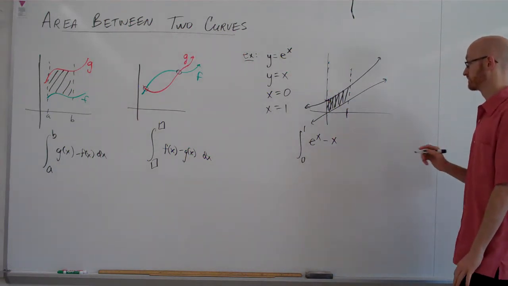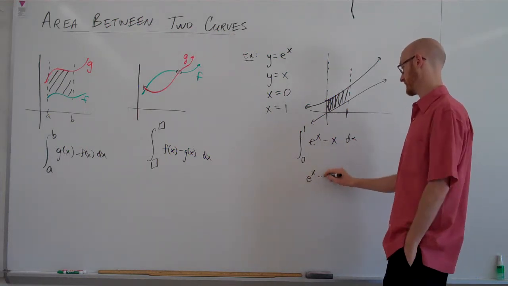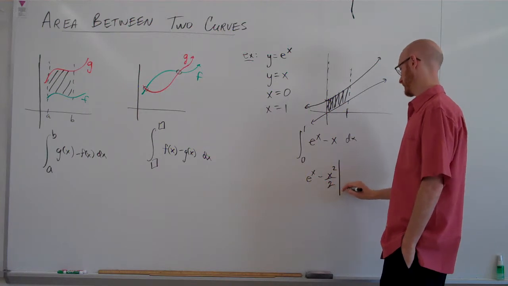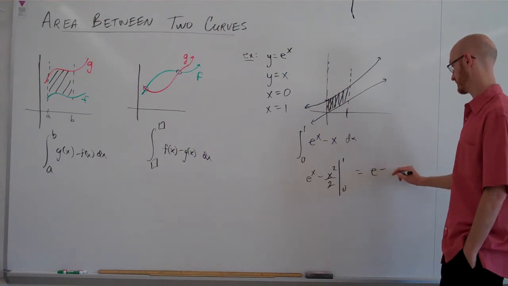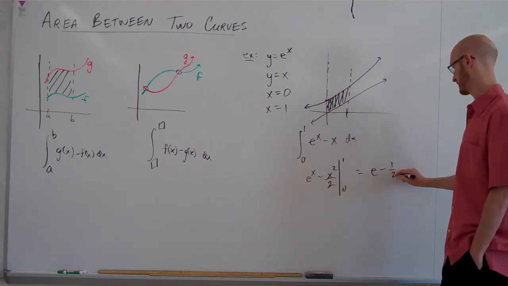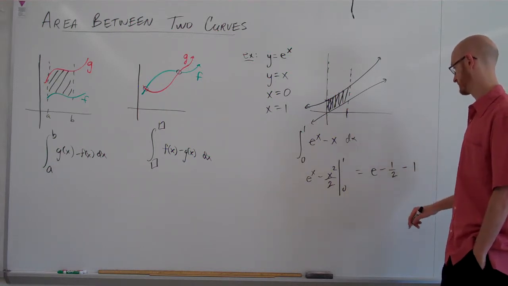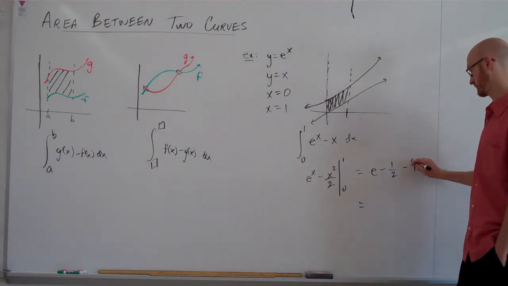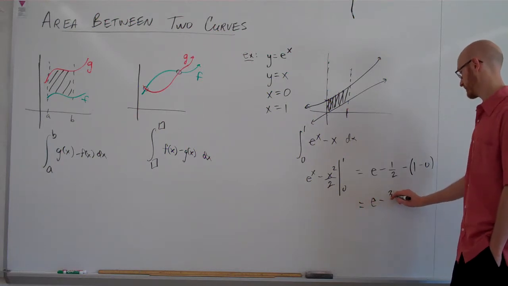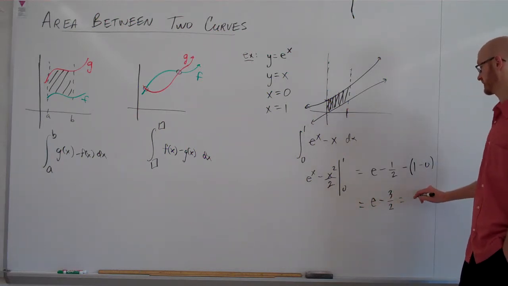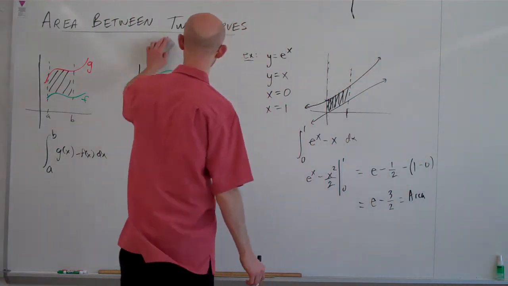So now we'll integrate that. The integral of e to the x is e to the x, minus x squared over 2, and then evaluate from 0 to 1. So we get e minus 1/2 minus 1 minus 0, of course. So that'll be e minus 3/2. Whatever that is, that's the area of the enclosed region.